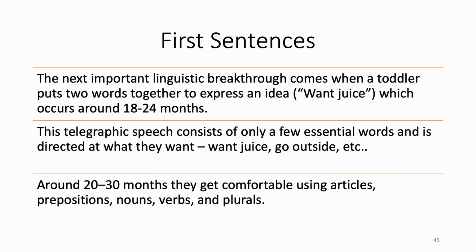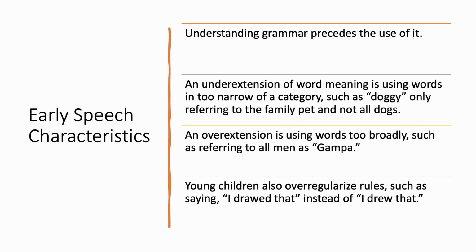The next important linguistic breakthrough comes when a toddler puts two words together to express an idea. Want juice? Which occurs around 18 to 24 months. Telegraphic speech consists of only a few essential words and is directed at what they want. For example, want juice, go outside. Around 20 to 30 months, they get comfortable using articles, prepositions, nouns, verbs, and plurals. Understanding grammar precedes the use of it.